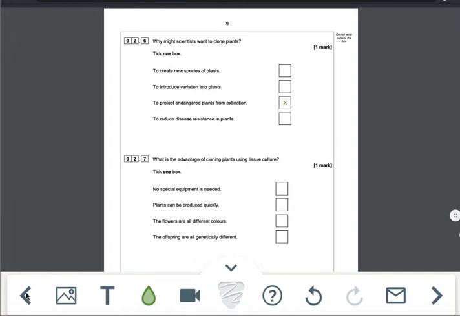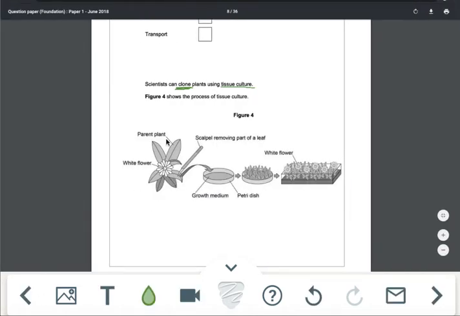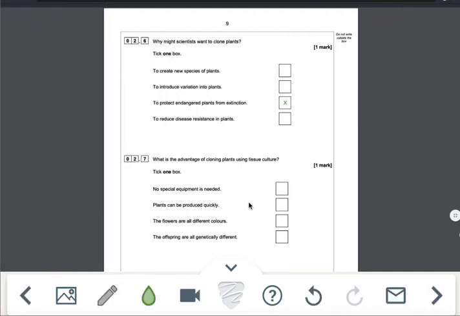Next, the flowers are all different colours. Well, in figure 4, you can see it's showing you that you start with a white flower. It's showing you that you're just given more white flowers. There's no new colours introduced there. So a plain giveaway that this is not the correct option. And then the offspring are genetically different. They keep bringing this up, I guess, maybe trying to trick you. You just need to remember in the forefront of your brain, cloning just produces identical plants. There's no variation, they're not genetically different, no new species are made. They keep trying to bring this up, it's not correct. So we'll go back up here, plants are produced quickly, this is the correct answer.